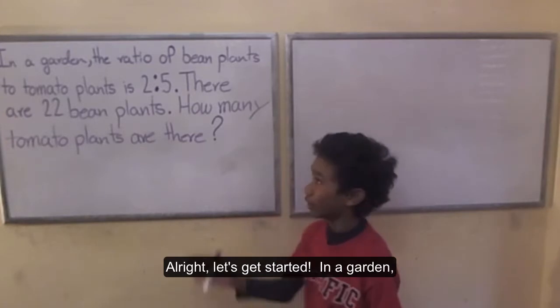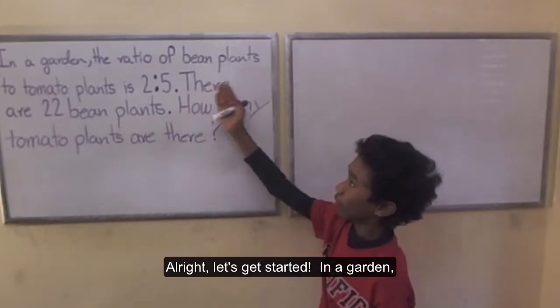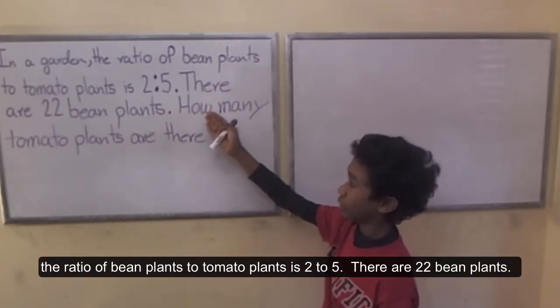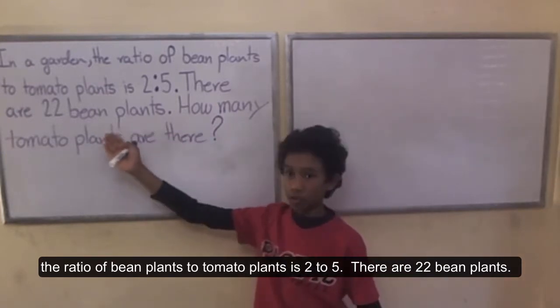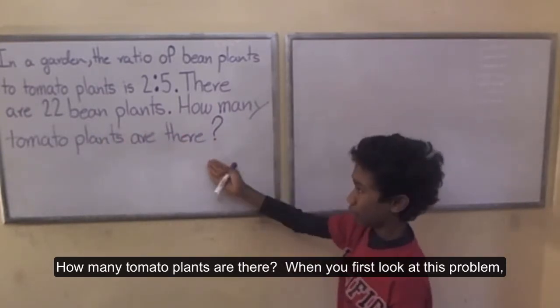Alright, let's get started. In a garden, the ratio of bean plants to tomato plants is 2 to 5. There are 22 bean plants. How many tomato plants are there?